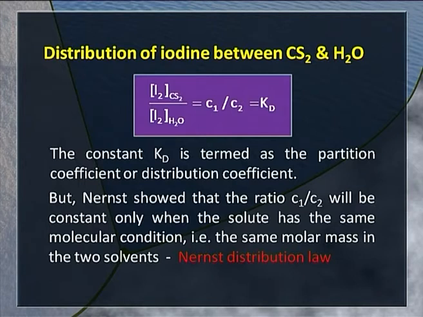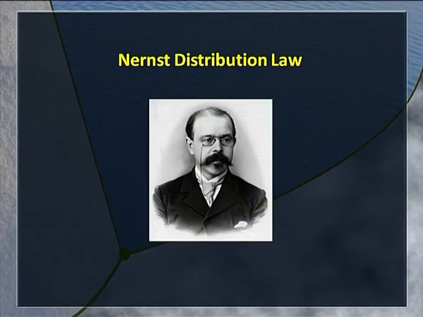Only when the solute has the same molecular condition, that is the same molar mass in the two solvents, are we likely to get a constant ratio. That's how he came up with what is now called Nernst distribution law. This is the photograph of Nernst, who made a lot of contribution in physical chemistry.